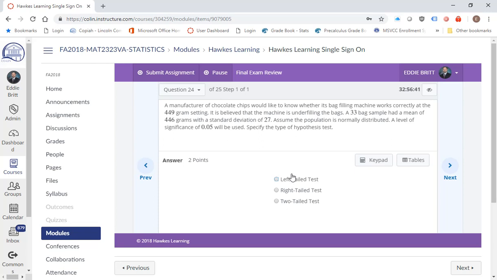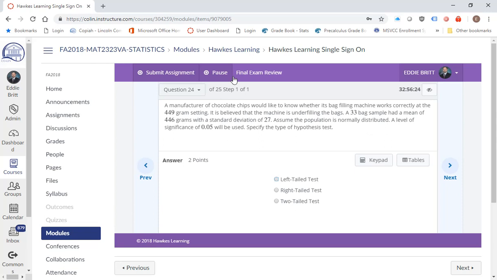Oh yeah, so this is going to be really easy. Are we trying to figure out if it is a less than problem, a greater than problem, or an equal to problem? Less than is left-tailed, greater than is right-tailed, and not equal to is two-tailed.